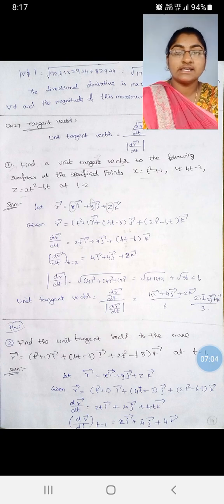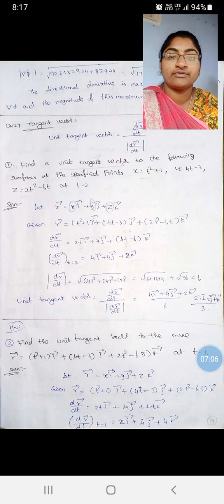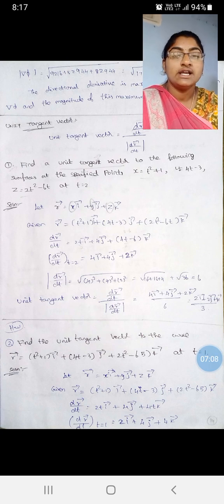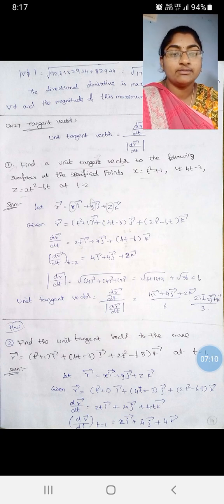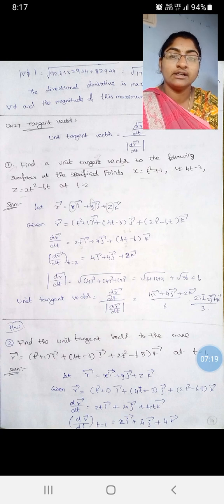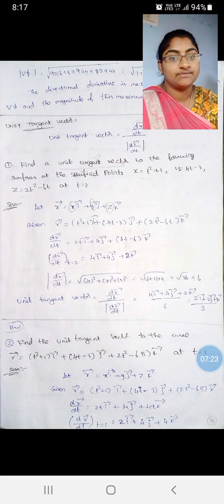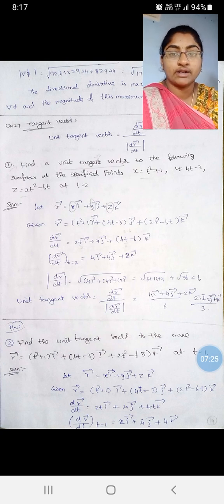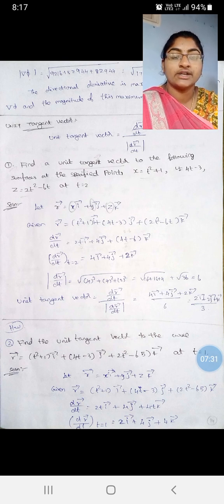Our next topic is unit tangent vector. The formula for unit tangent vector is dr vector by dt divided by modulus of dr vector by dt. In the question, r vector will be given. For that we have to take dr vector by dt, and similarly we take the modulus of that dr vector by dt. Let's see it in our problem. Our first problem: find a unit tangent vector to the following surfaces at a specified point.